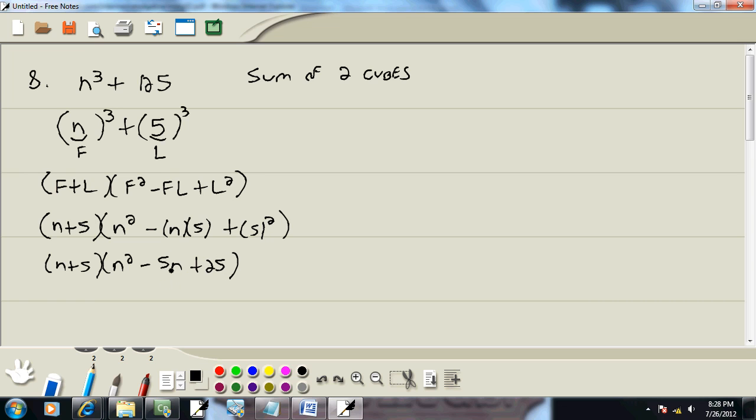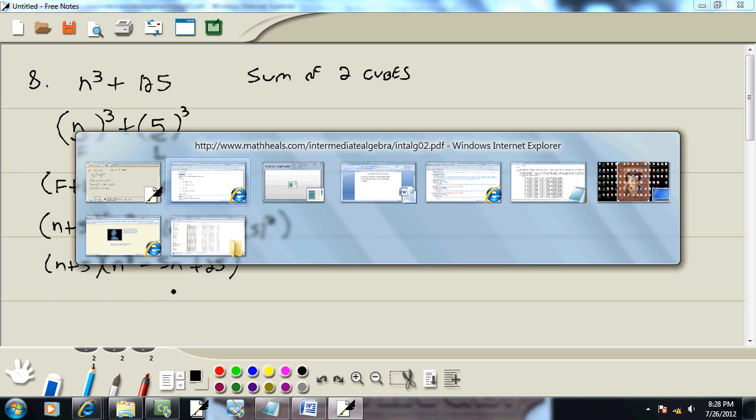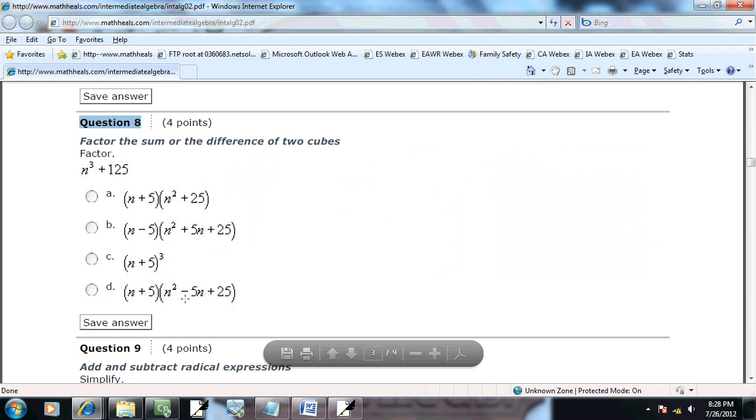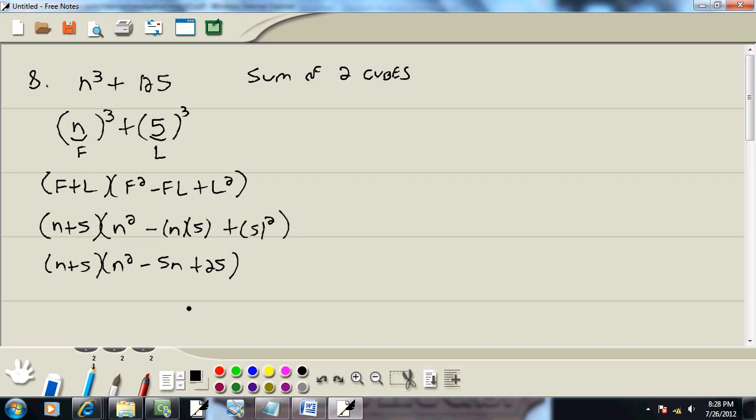This always looks like you can do more with it, but this would have to be a negative 10 in the middle for you to factor it further. N plus 5, n squared minus 5n plus 25, D as in David, would be our answer.